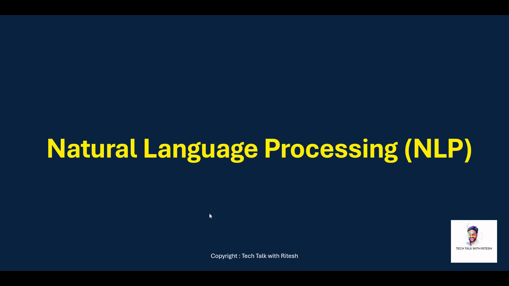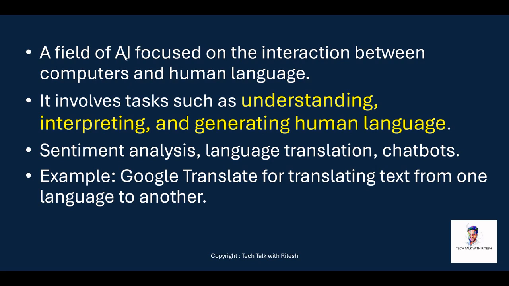Next concept is natural language processing, or NLP. NLP is a field of AI focused on the interaction between computers and human language. That is why it says natural language processing. It involves tasks such as understanding, interpreting, and generating human language, sentiment analysis, language translation, chatbots, Google Translate for translating text from one language to another. These all are examples, and we use natural language processing so often in our daily routine.